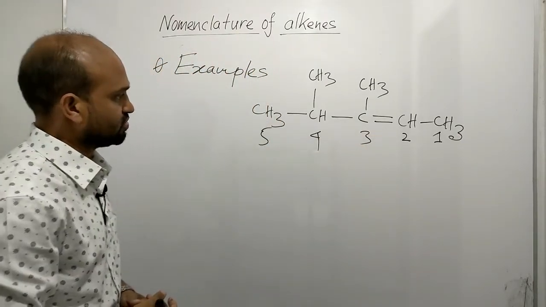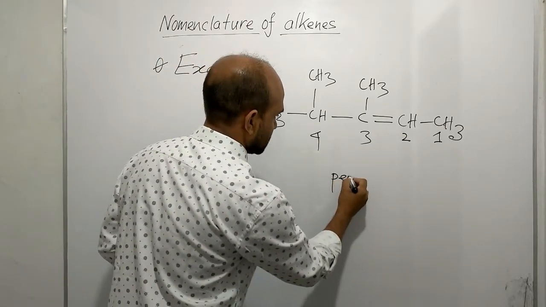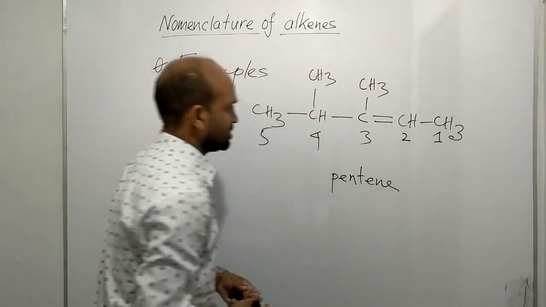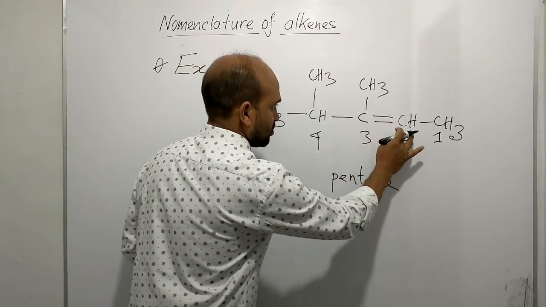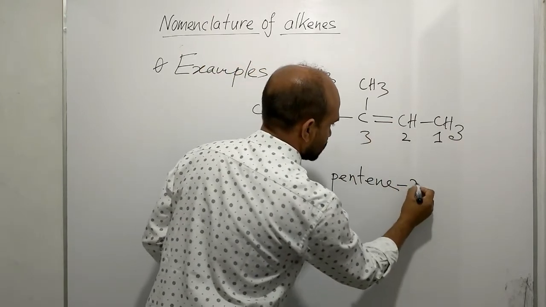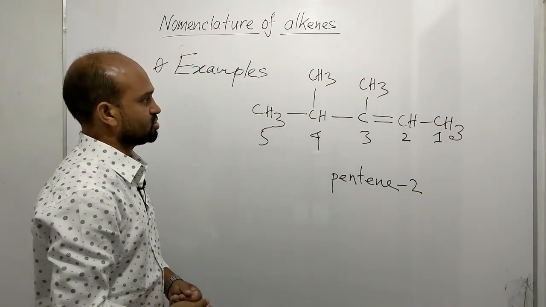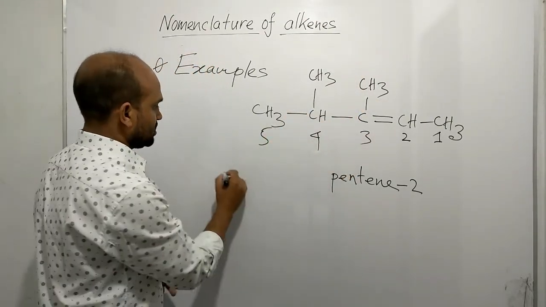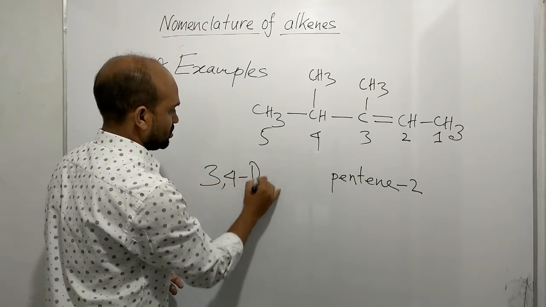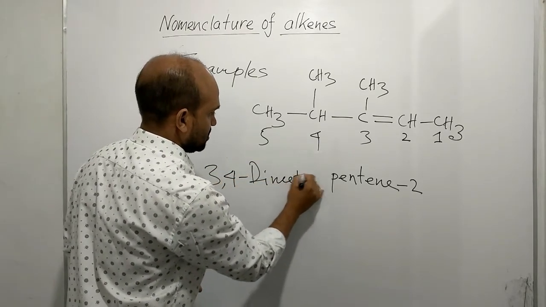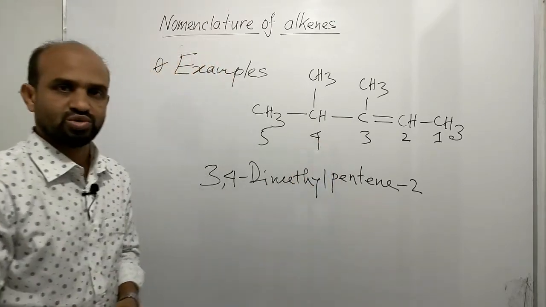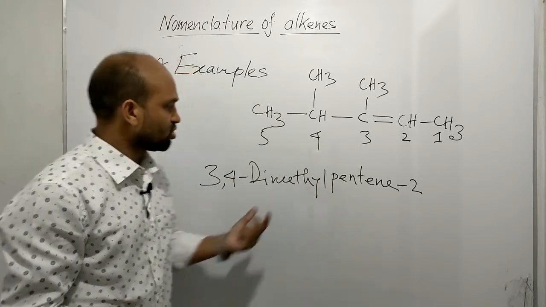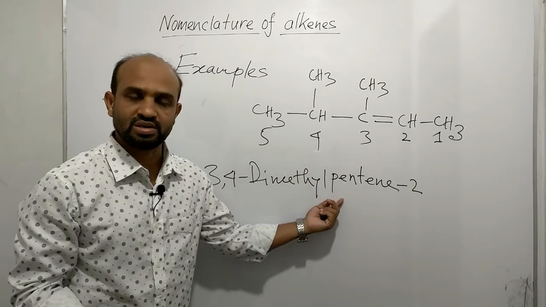Now let's write 5 carbon atoms, so pent, and suffix is here ene, pentene, and at carbon 2 double bond, so pentene 2 we can write. Now the matter of substituents, methyl group, at carbon 3 and at carbon 4. So we can write 3,4 dimethyl pentene 2, or we can write 3,4 dimethyl 2-pentene, or we can write 3,4 dimethyl pent-2-ene.